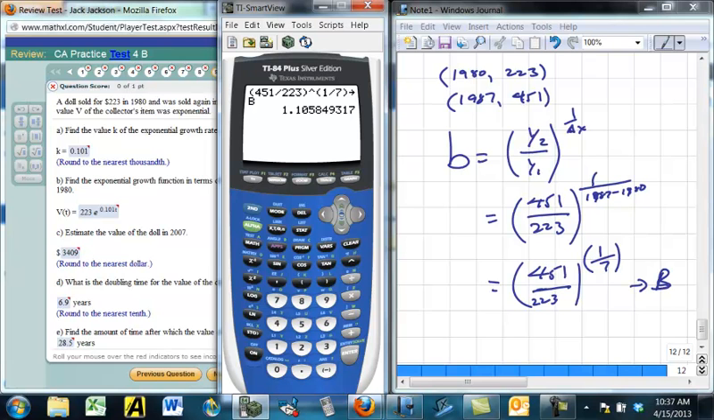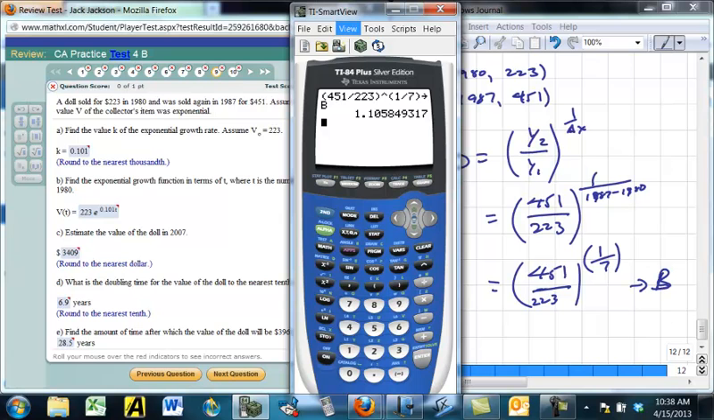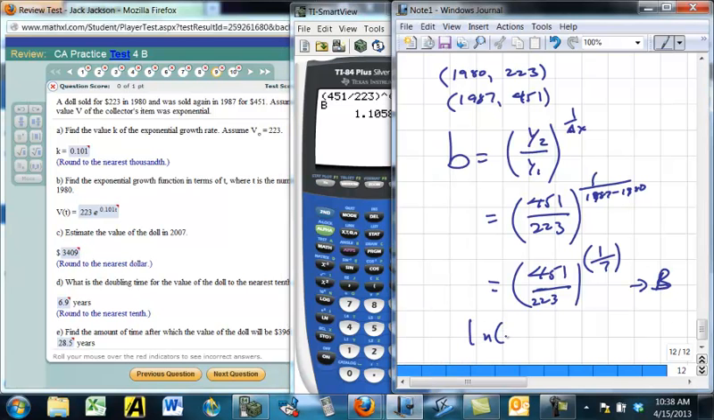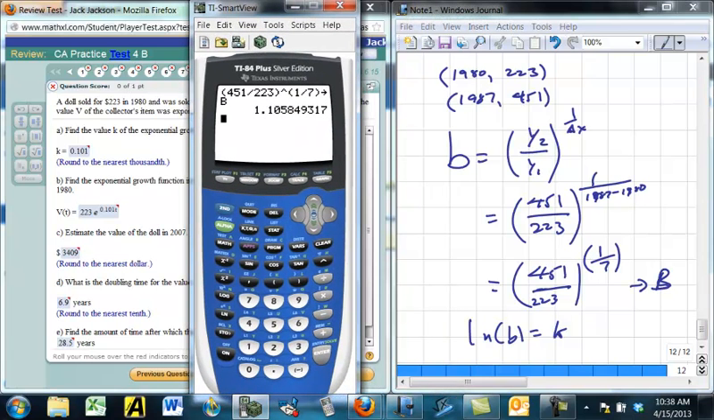So it's about 451, 223. Oh, they asked for k, not for the base. Okay, so that's the base. So there's our base. And the natural log of the base is k. So let's figure out k. So let's do the natural log of our previous answer, or b, and let's store that as k.